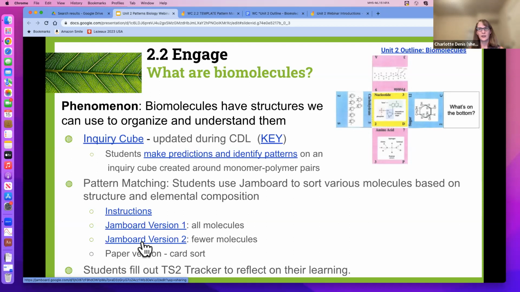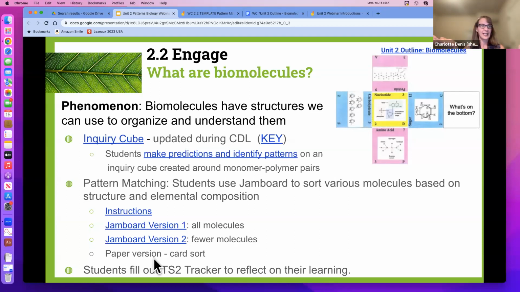If you want to do something that'll be a little bit less wordy, I mean, it's not wordy, but too many molecules sometimes is too much. So you can do it with the fewer molecules, or you can do it with a card sort. I forgot to put the link here. Maybe Scott, you can add that link in to the paper version. You can print out the cards on cardstock and cut them out and have students physically move the cards around on their table and then take pictures of their groupings.